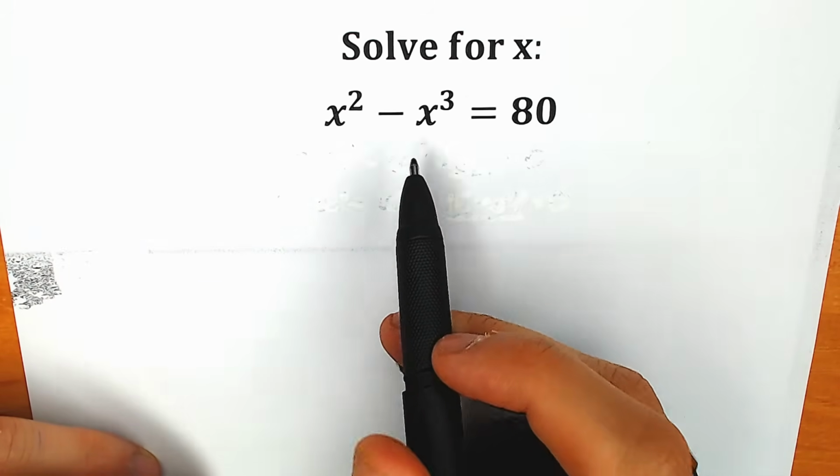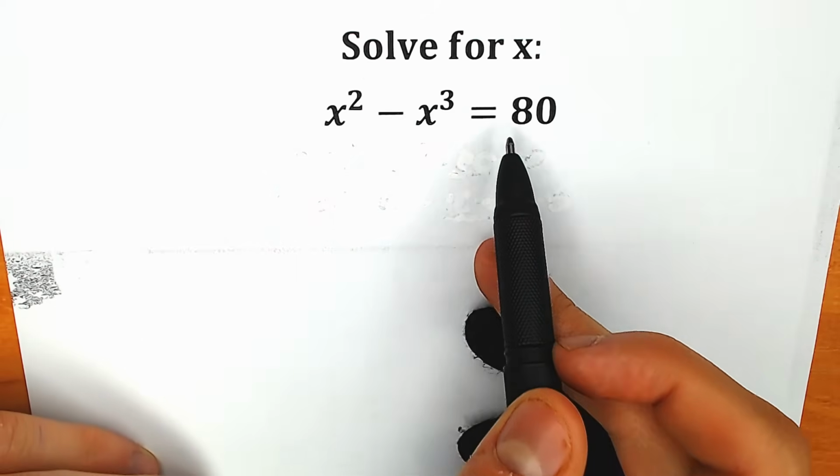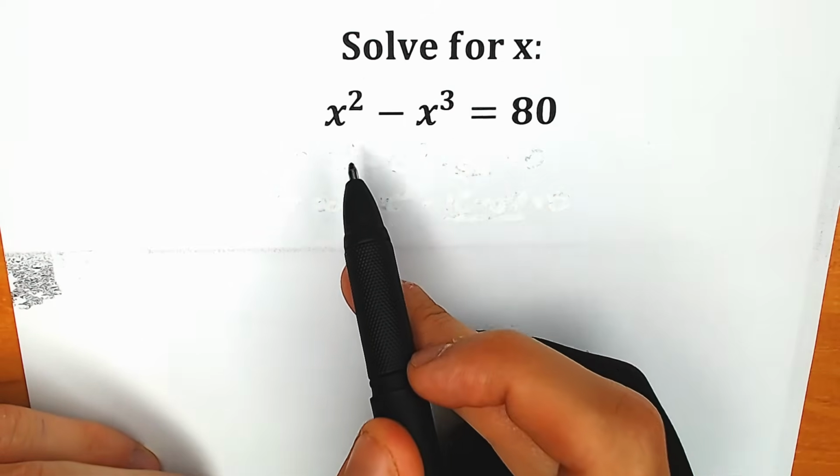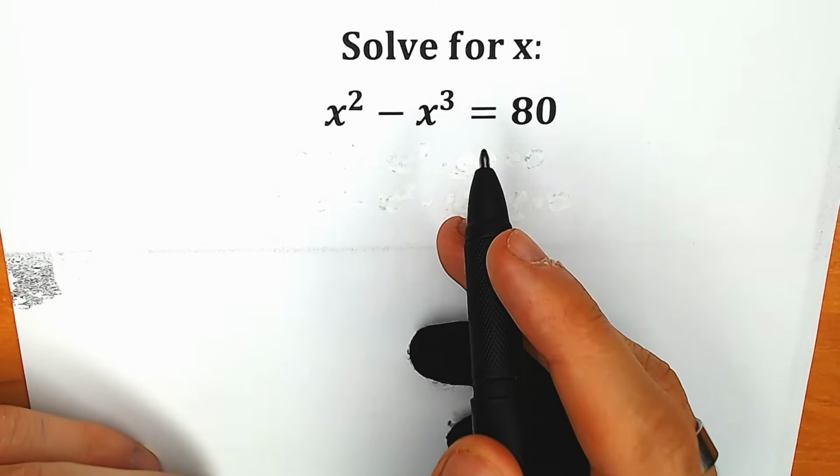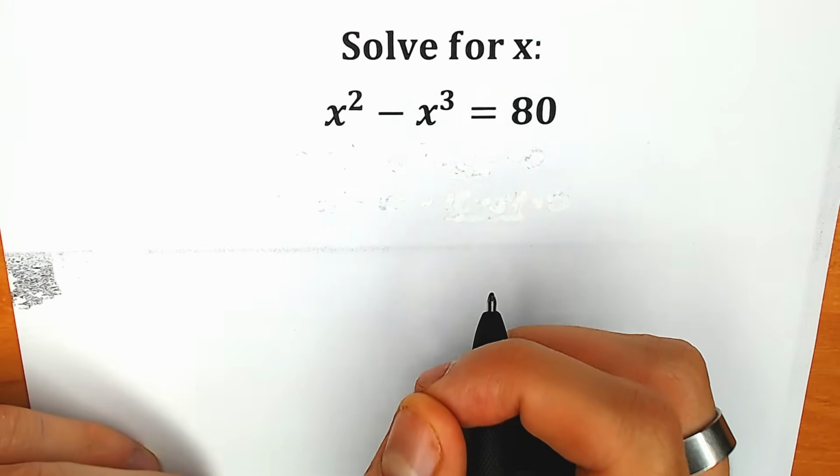Today we have a very interesting equation: x squared minus x cubed equals 80. We need to solve this question for x. If you have your solution, your answer, you can write it in the comments below and then we will check our answer, so it will be really interesting.